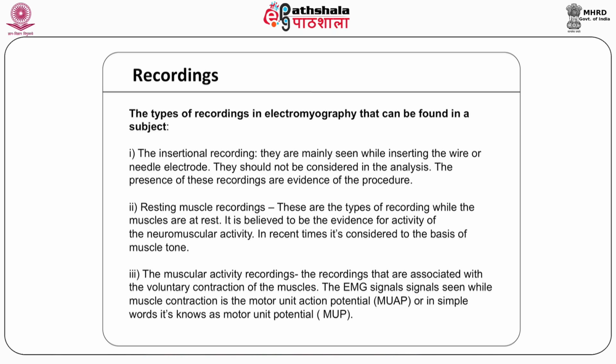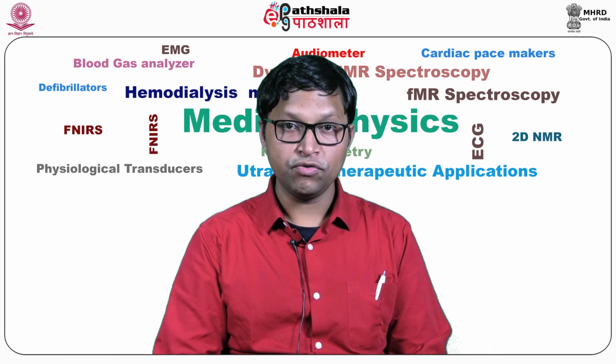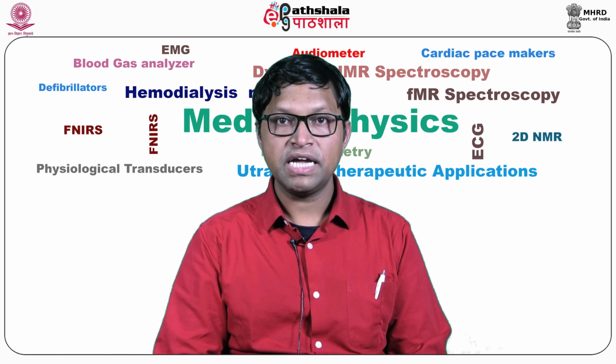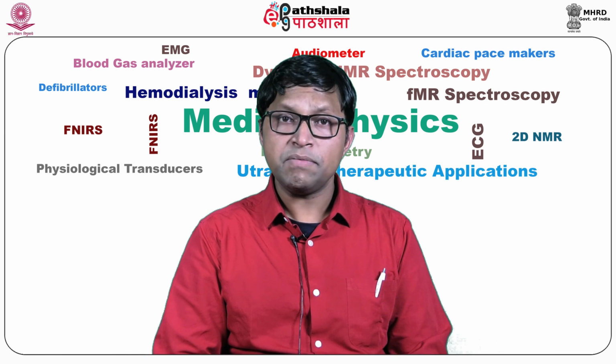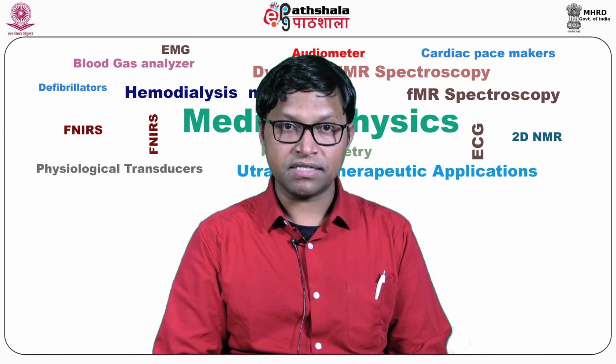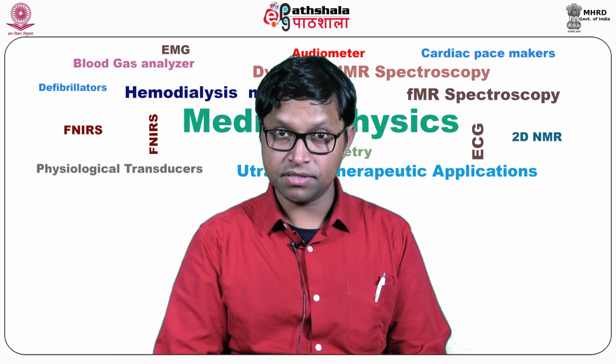These EMG signals are seen while the muscle is contracting, and it is the motor unit action potential, or MUAP, in simple words. At this last part of the module, we will be discussing the recording of the signals. Now, what are the important factors that affect the recording of the system? One is the movement of the cables.